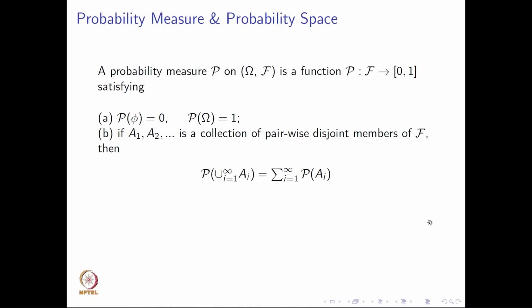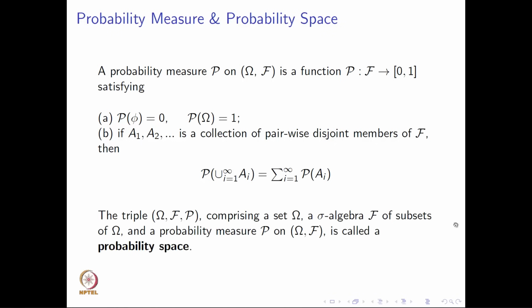Next, we look at the important concepts of probability measure and probability space. A probability measure P on a specific sample space omega and sigma algebra F is a function from F to the closed interval [0, 1] which satisfies the following properties. Probability of the null set equals 0, probability of omega equals 1, and if A1, A2 and so on is a collection of pairwise disjoint members of F, then the probability of the union of all such members is equal to the sum of their individual probabilities. Note that this holds because the sequence A1, A2 is pairwise disjoint.